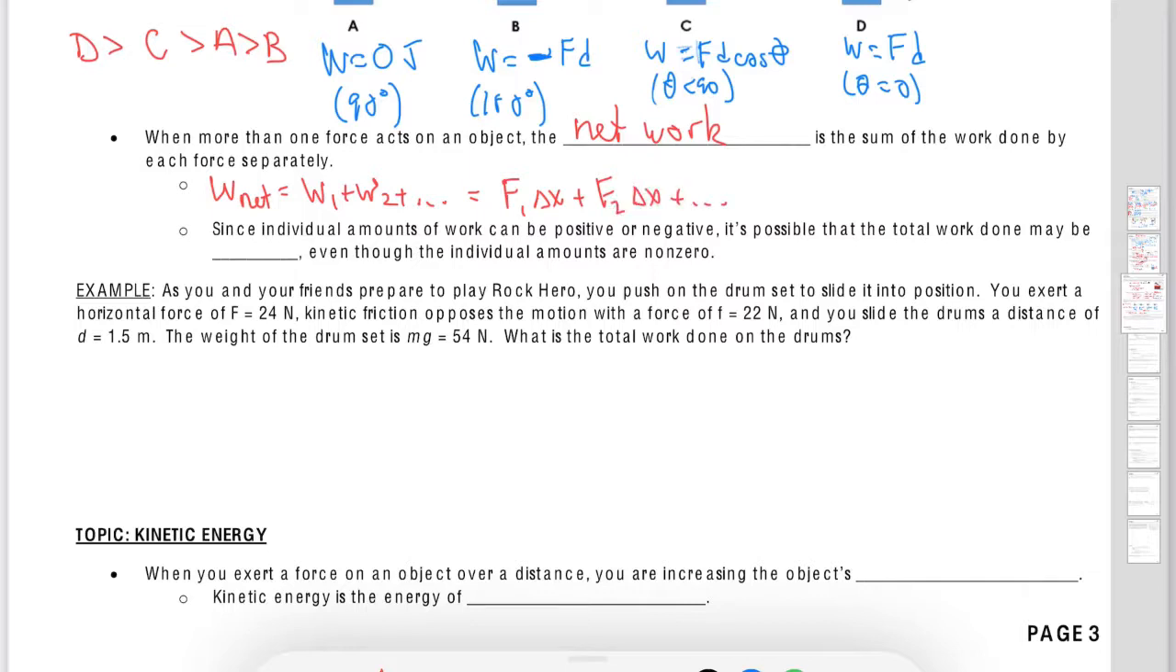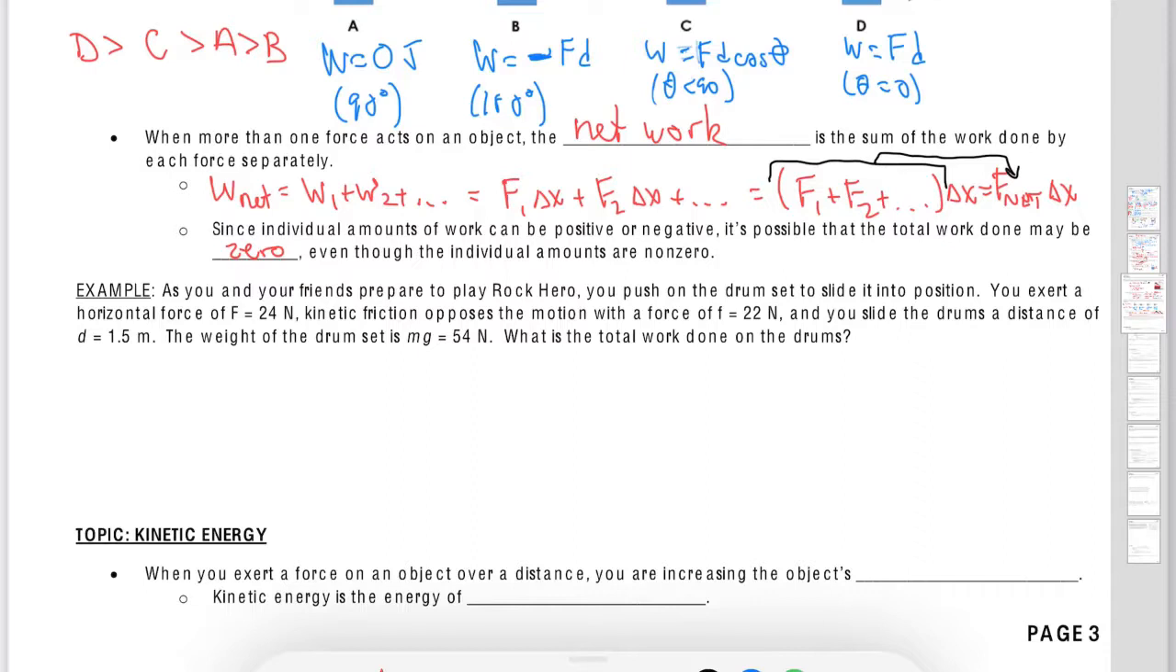Notice I didn't put the cosine in, but each one of these would essentially have a cosine part to it. But if I factor out that delta X, I say F1 plus F2 plus dot dot dot, times delta X, the formula just becomes the net force times delta X, because F1 plus F2 is the sum of the forces. Since individual amounts of work can be positive or negative, it is possible for the total work done on an object to be zero, even though the individual amounts may be non-zero.